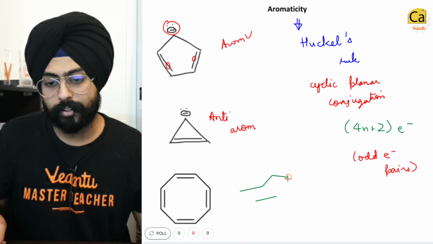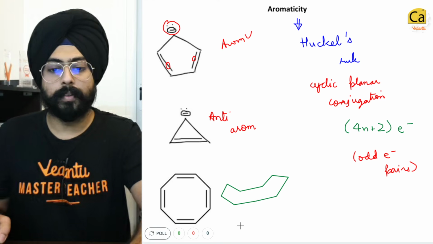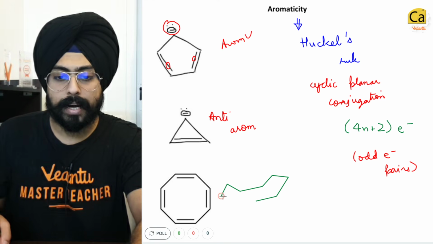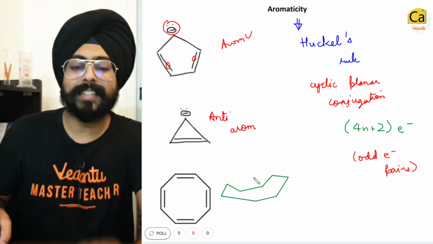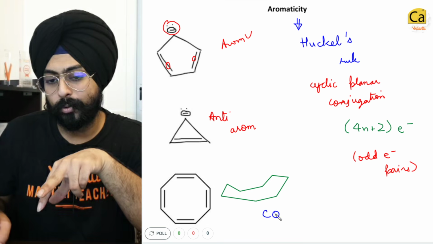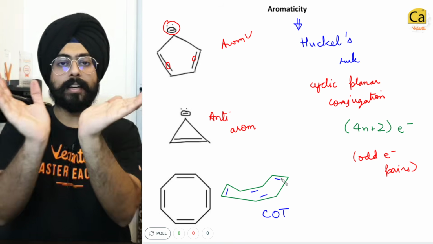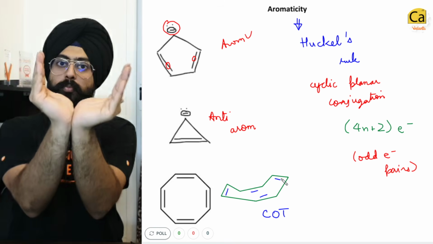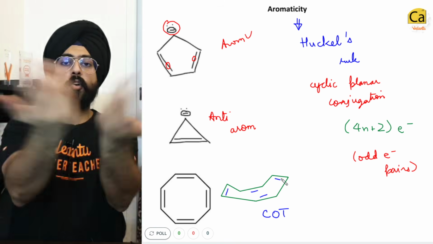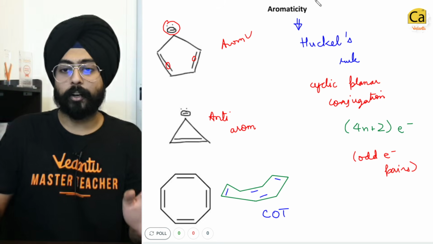The shape of this particular molecule looks like this. It is a boat-shaped molecule. If you remember, this is known as cyclooctatetraene, also known as COT. It exists in a boat-like fashion. It does not exist in a planar way. Because of this boat-like fashion, there cannot be conjugation because it is not planar, and it avoids being anti-aromatic.